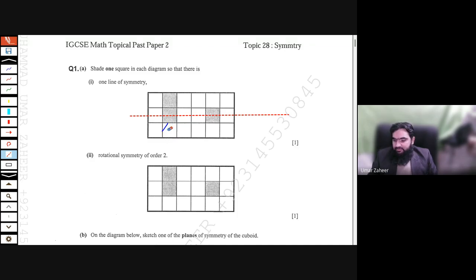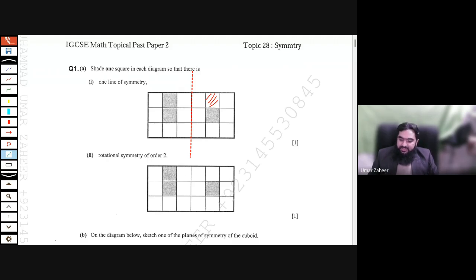There is any other one that you shade, and you get a line of symmetry. If we shade this one, after shading it, we are going to get the vertical line of symmetry. So this is one option, and the other option you have is to shade this one. After shading this one, you are going to get the horizontal line of symmetry. Is it clear? Okay, sir. Obviously, we just have to shade one.